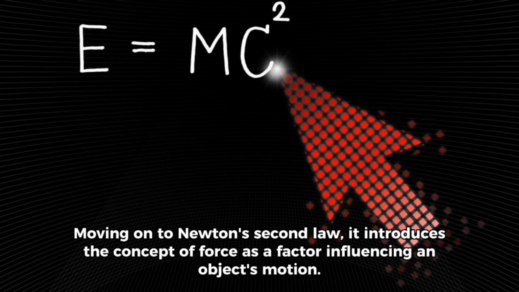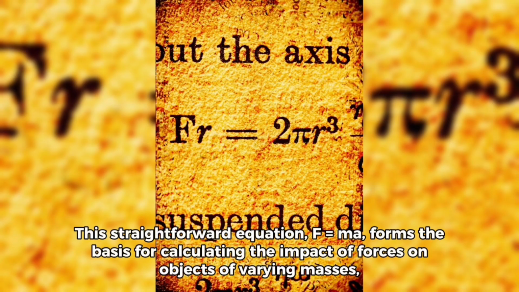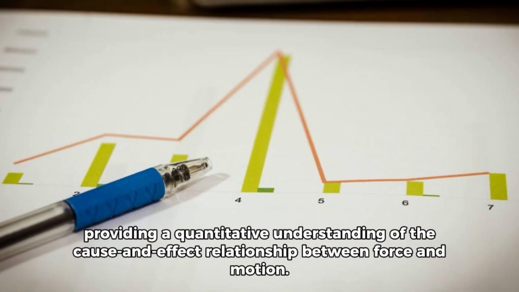Moving on to Newton's second law, it introduces the concept of force as a factor influencing an object's motion. The law mathematically states that the force acting on an object is equal to the mass of the object multiplied by its acceleration. This straightforward equation, F equals ma, forms the basis for calculating the impact of forces on objects of varying masses, providing a quantitative understanding of the cause and effect relationship between force and motion.